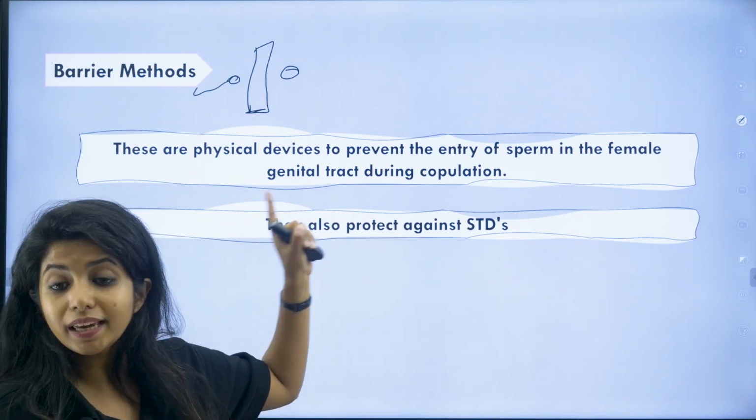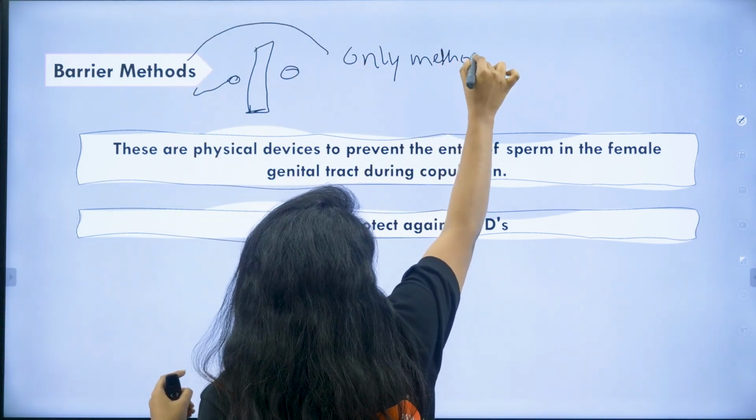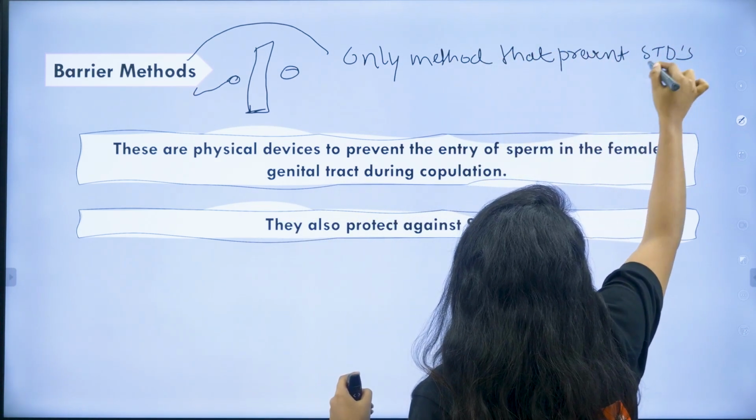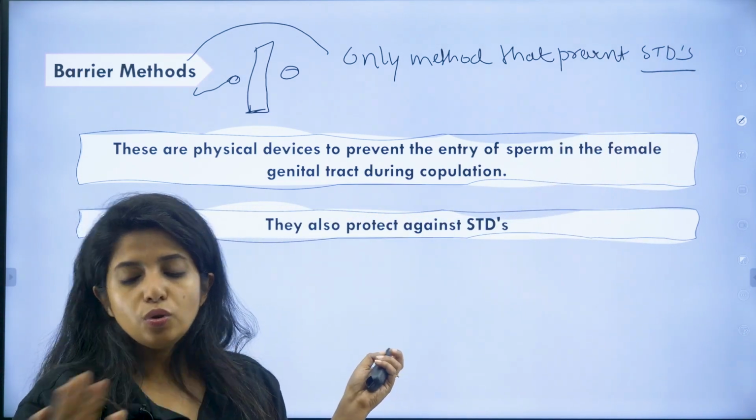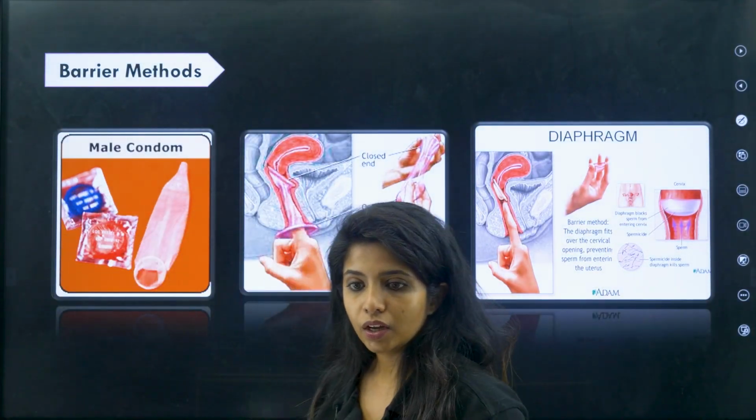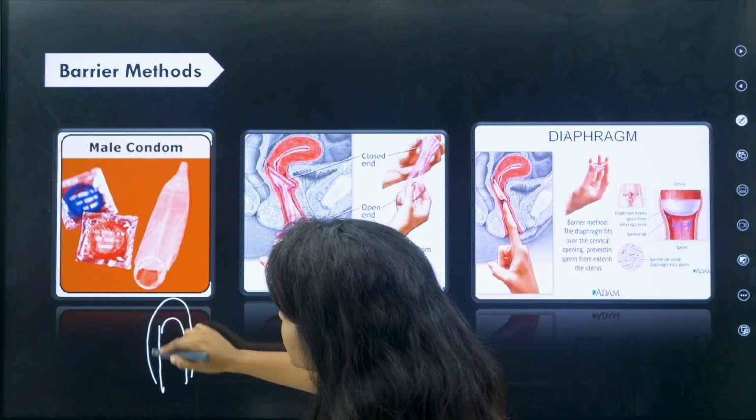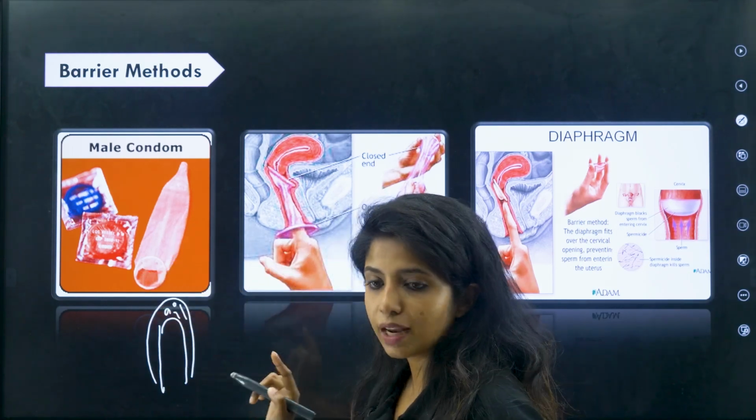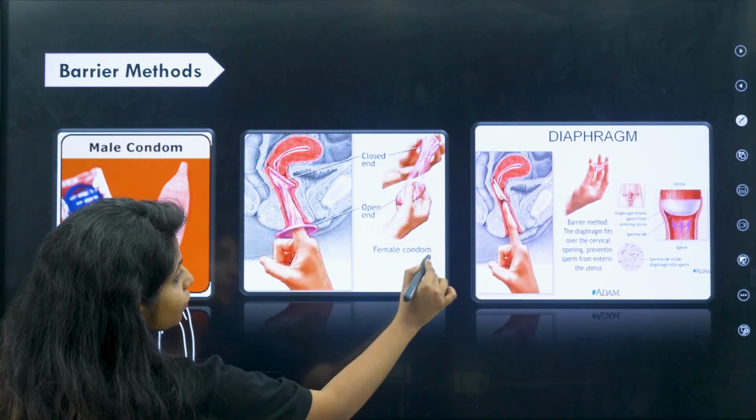This is the only method that prevents STDs as well. Apart from baby formation, it also prevents STDs, because here there is no exchange of genital fluids. Okay, let's see the examples. Over here you have the male condom, which is inserted on the penis, such that the sperm which is being released stays there in the condom itself. That is about the male condom. Now there is a female condom as well, which is inserted into the vagina.